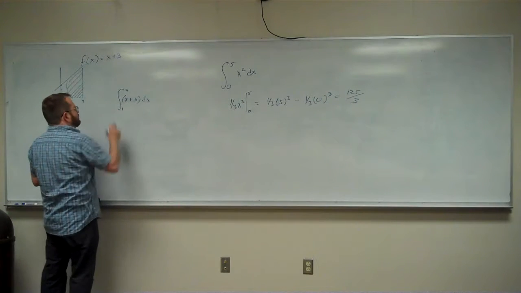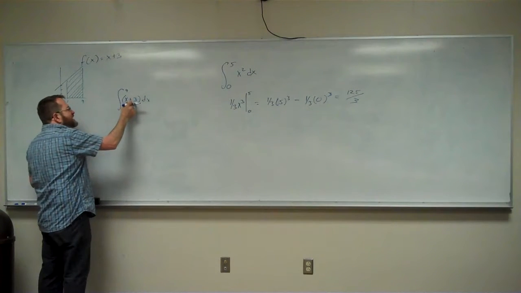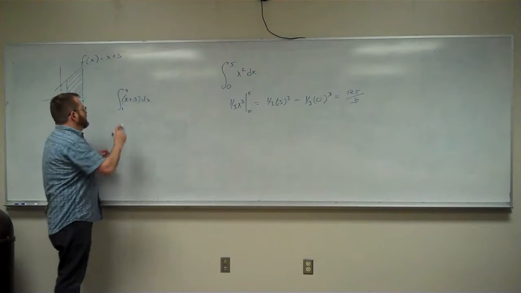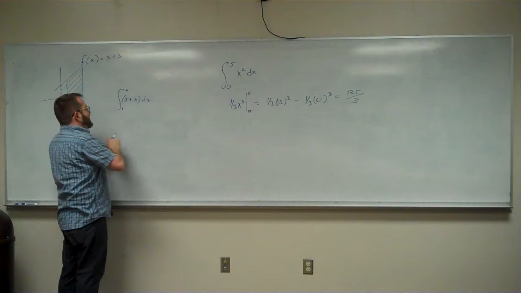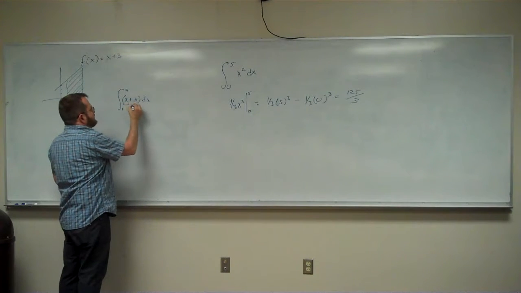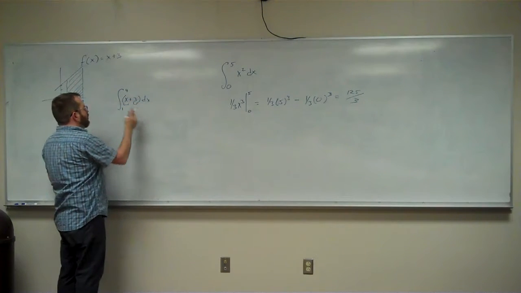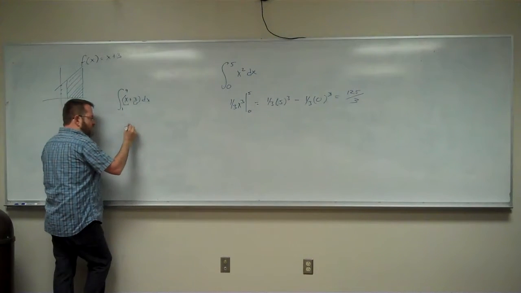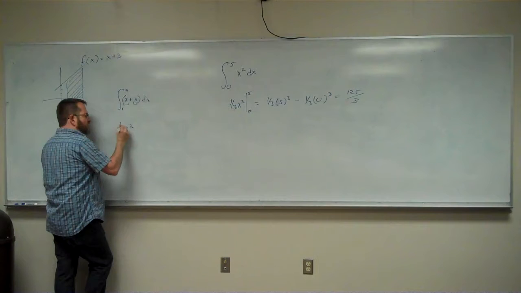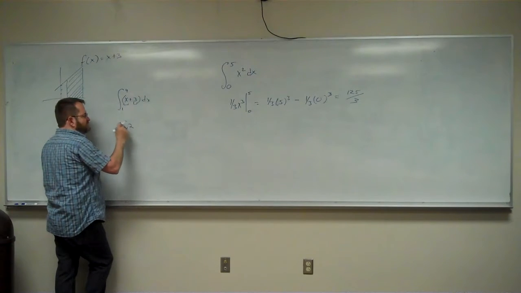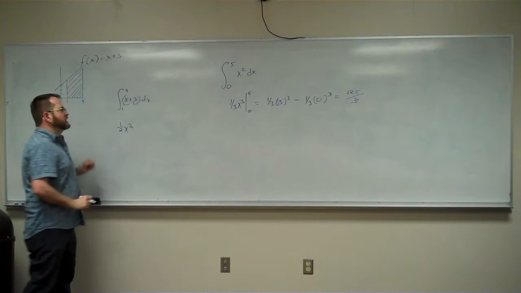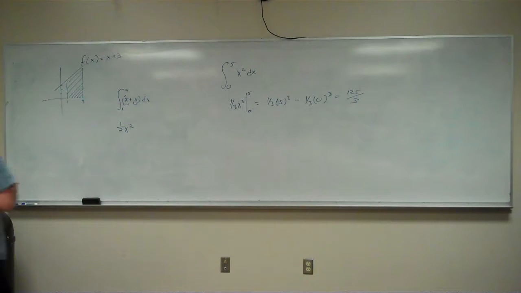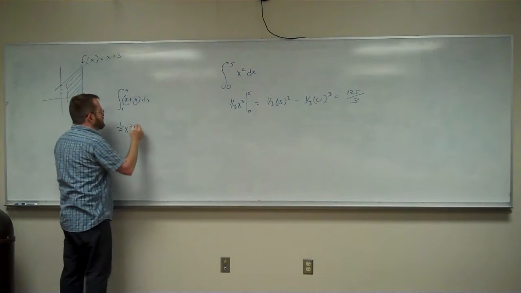All right, so we need this integral. To do this, we need the antiderivative of x plus 3. Remember, we can take the antiderivative of this, and then add the antiderivative of this. What is the antiderivative of x? We increase the power by 1, and we multiply by 1 over that new exponent. So the antiderivative of x is 1/2 x squared. What's the antiderivative of 3?